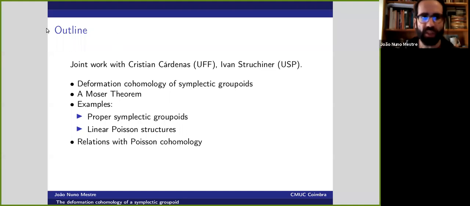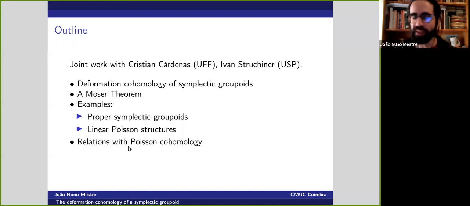And this is more or less the outline of what I'll do today. I'll tell you how to build the deformation cohomology for a symplectic groupoid, how to use it in a Moser type argument for a Moser theorem, and then we can compute it for some examples. We'll look at how to compute this cohomology for proper symplectic groupoids and for the symplectic groupoids integrating linear Poisson structures. And finally, I'll give you some extra relations between this cohomology and the Poisson cohomology of the base which the symplectic groupoid integrates.